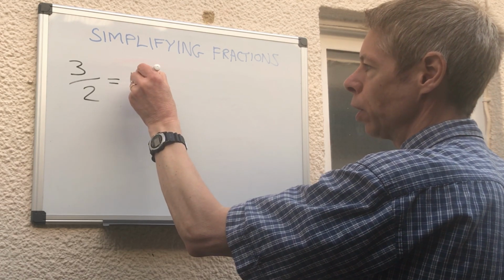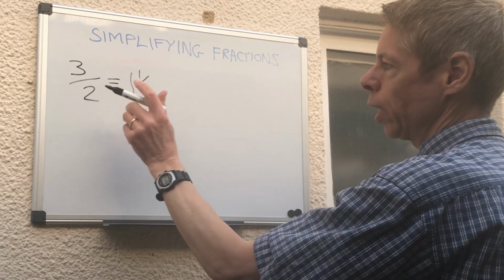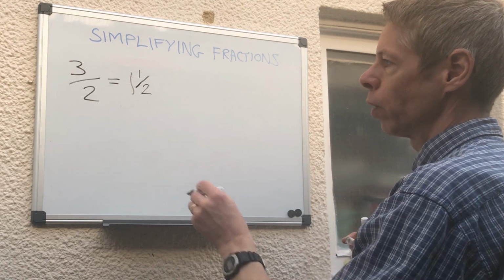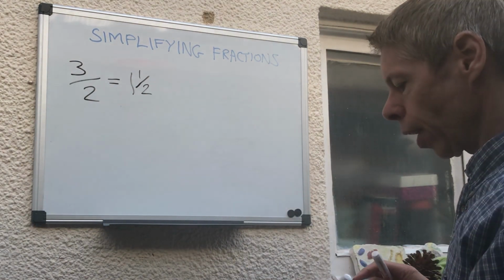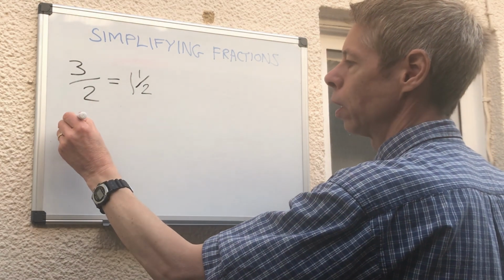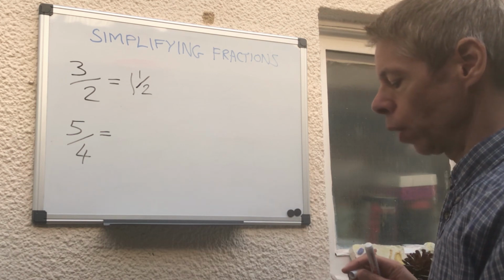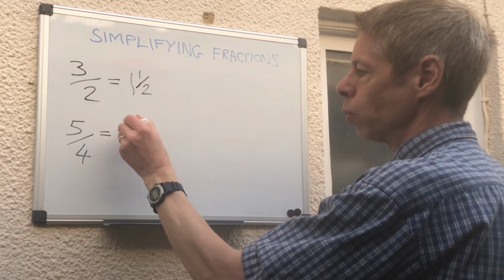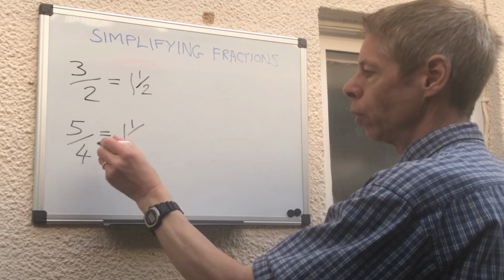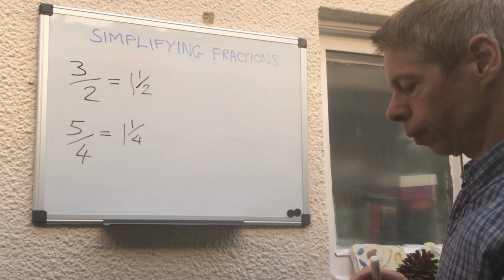Then you put the fraction line here. So what goes on the bottom here? Whatever was here. So that's 1/2. So 3/2 simplified is 1.5. Okay, another top-heavy or improper fraction is 5/4. So 4's into 5 is 1, the remainder is 1. Whatever number was here, we put here to give us 1.25.